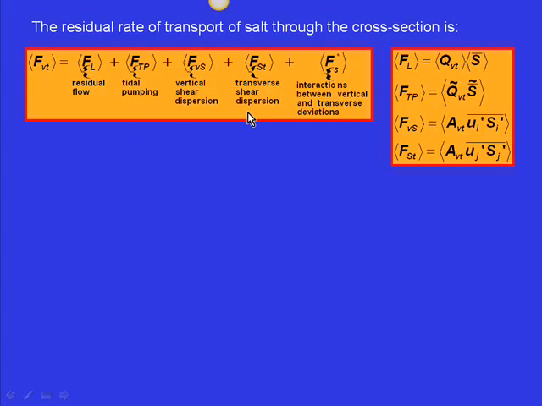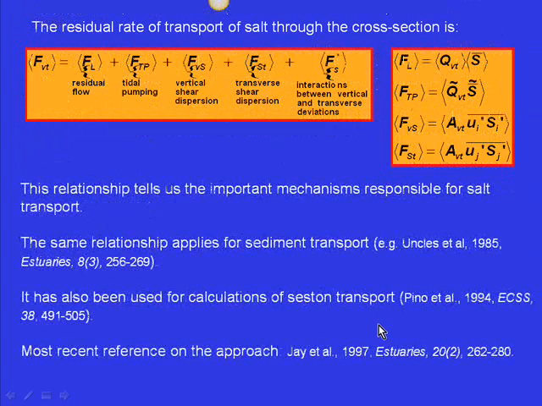And then these terms could be important, but people have neglected them in general. But again, they could be important where the transverse and vertical shears are important. I'm sure that this will be very small in most estuaries. Okay, so this same relationship applies for sediment transport. There's an example of how it was applied for sediment transport.